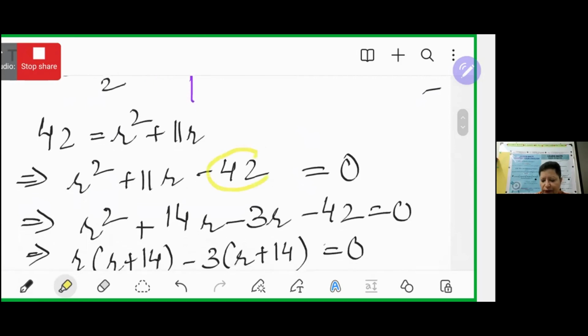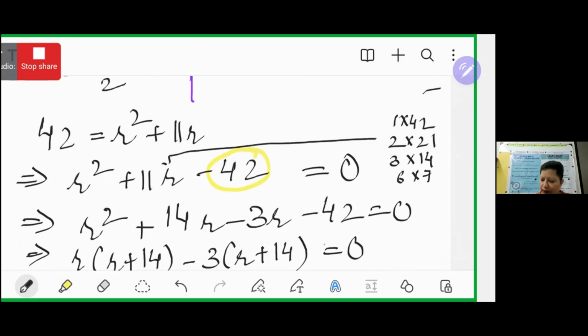42. What are your factors of 42? The factors of 42 are 1 into 42, 2 into 21, 3 into 14. Otherwise, you also have 6 into 7. From which of these combinations of factors can you get 11? You can't get it as 42 minus 1 or plus 1, so this is not possible. 21 plus 2 or minus 2, you are going to get 19 or 23, not possible. 14 minus 3 is 11. Yes, we got it. So 11r is going to come out as a combination of 3 and 14.